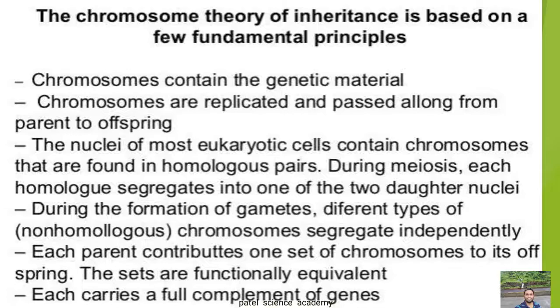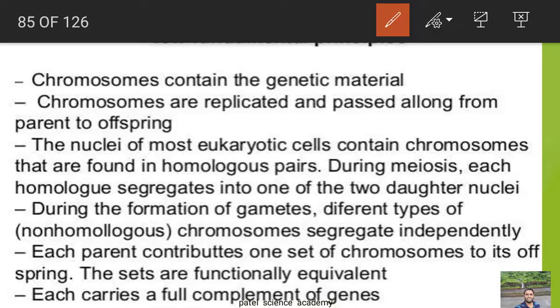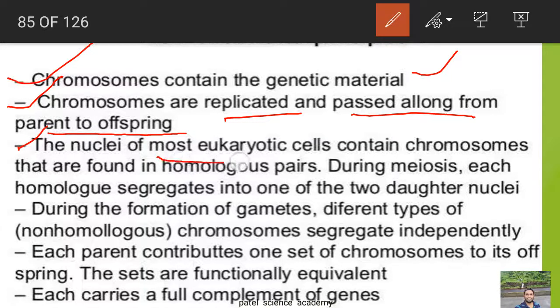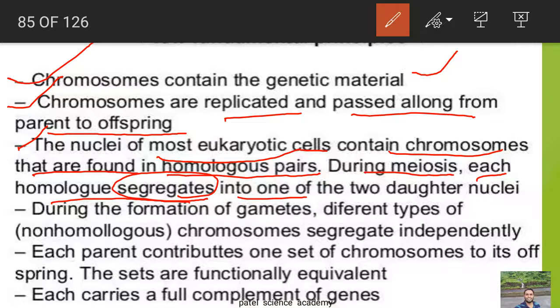The fusion of the haploid male gamete and the haploid female gamete, that is sperm and egg, restores the diploid number of chromosomes of that particular species. So this is the conclusion of the chromosomal theory, which includes: chromosomes contain the genetic material. Chromosomes are replicated and passed along from parents to offspring. The nuclei of most eukaryotic cells contain chromosomes that are found in homologous pairs. During meiosis, each homologous pair of chromosomes segregates or separates into one of the two daughter nuclei, and during the formation of gametes, different types of non-homologous chromosomes segregate independently.